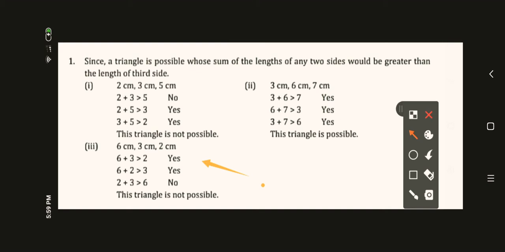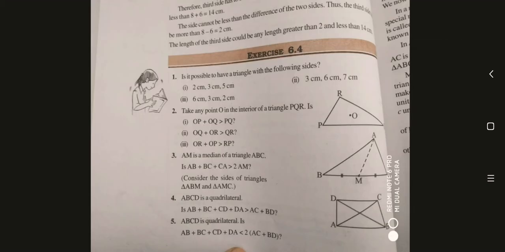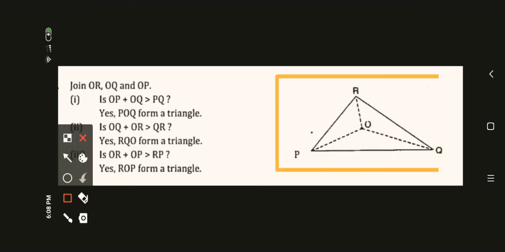Now let's move to the second one. The second question: take any point O in the interior of the triangle PQR. Are the 3 conditions possible, right? So let us solve this. This is triangle PQR, and we are drawing a point at the center, that is O. Okay, so this is O. Now there are 3 conditions given over here, whether they are possible or not. So we'll check them one by one.